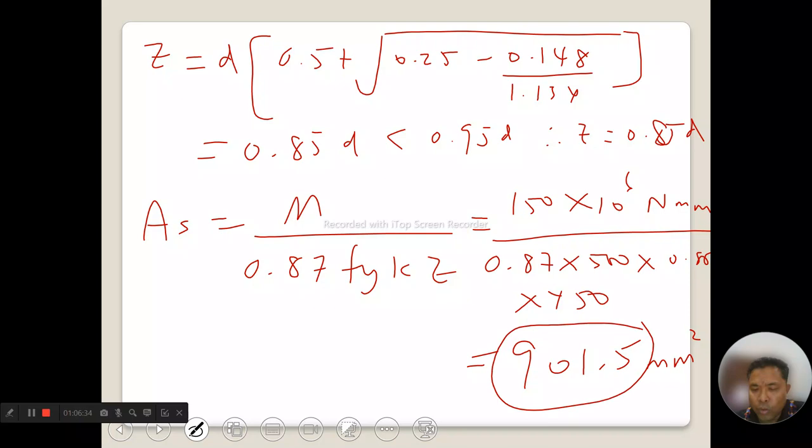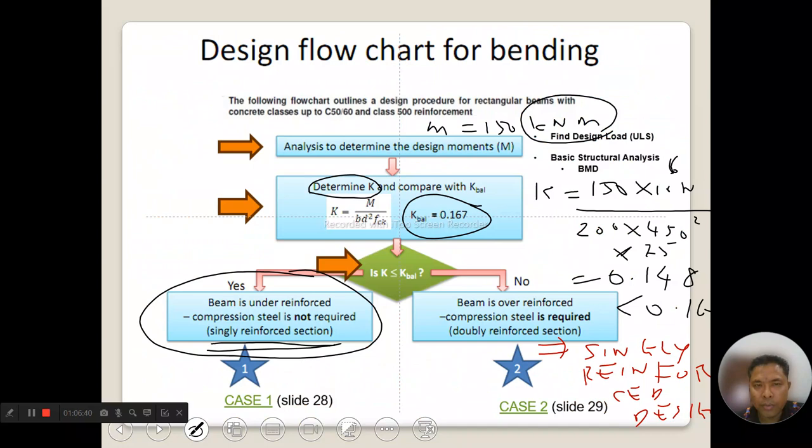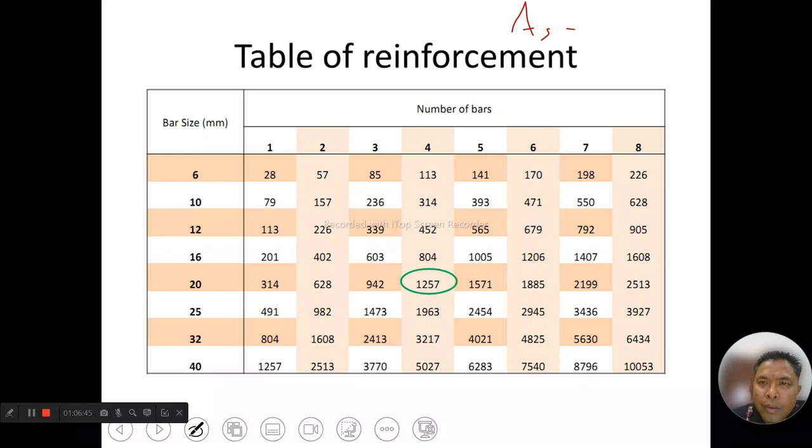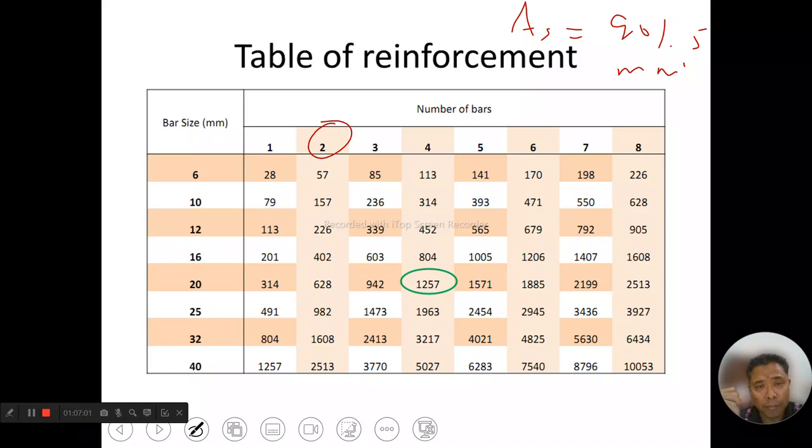So kita tengok kita punya table tadi. Table mana? Mana pergi table? Ah, ni table ni. Tadi kita punya area tadi 901, eh. As adalah 901.5 kalau tak silap saya lah, millimeter square. Minimum bar must be 2. Okay, minimum bar must be 2. So saya nak menggunakan 2 batang bar saja. Kalau saya nak gunakan 3 pun boleh, tak ada masalah. Boleh, tapi saya nak gunakan 2 batang, eh.